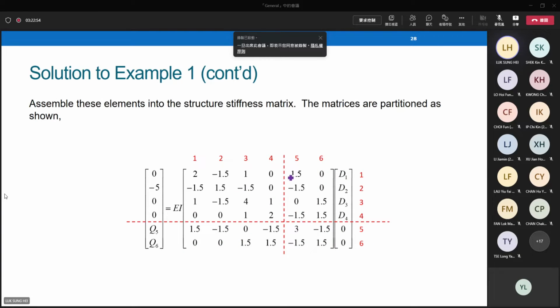Here I add up K1, K2 together. Then we have a structure stiffness matrix together with the force and displacement vector. Then we can formulate our force displacement equation in this way. Do a matrix partitioning. You can see where is K11, K12, K21, and K22.